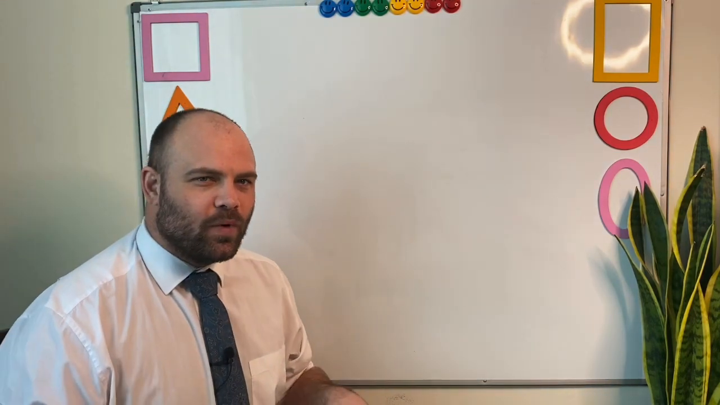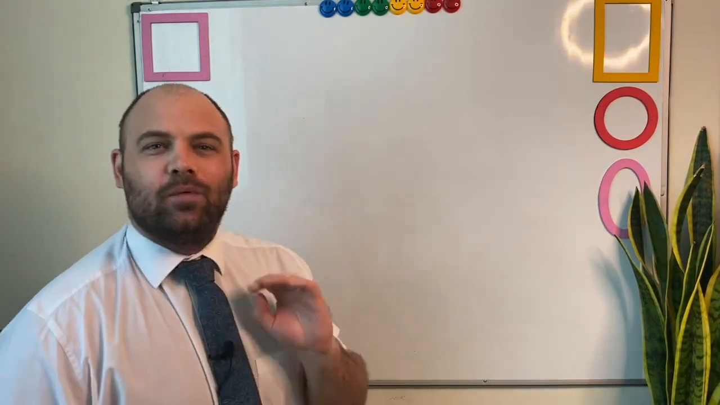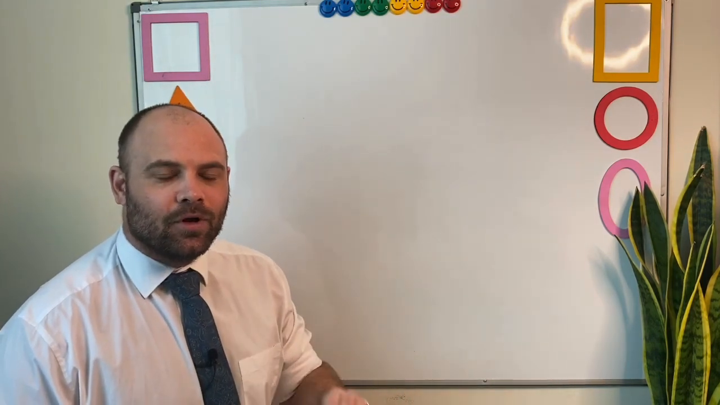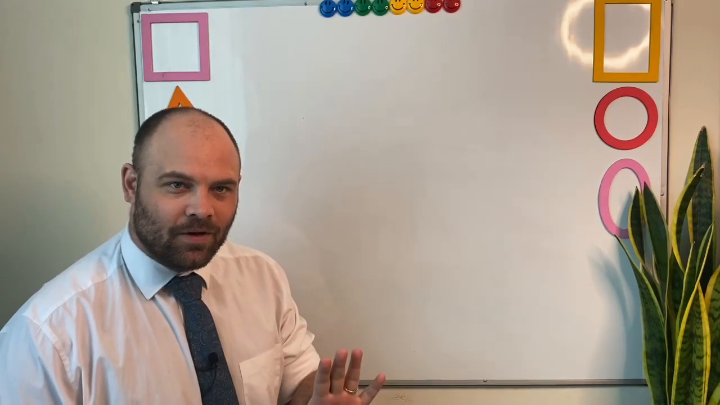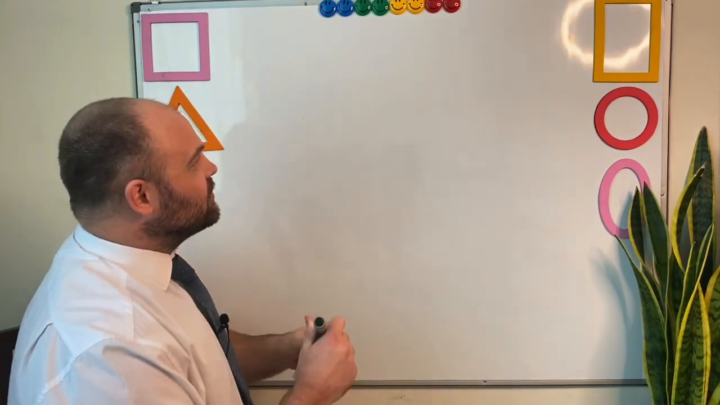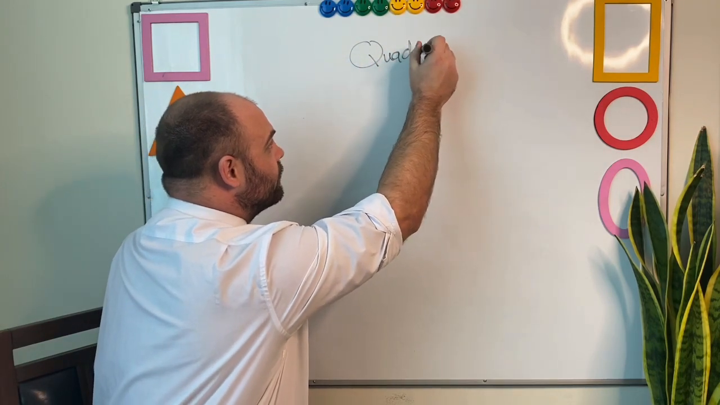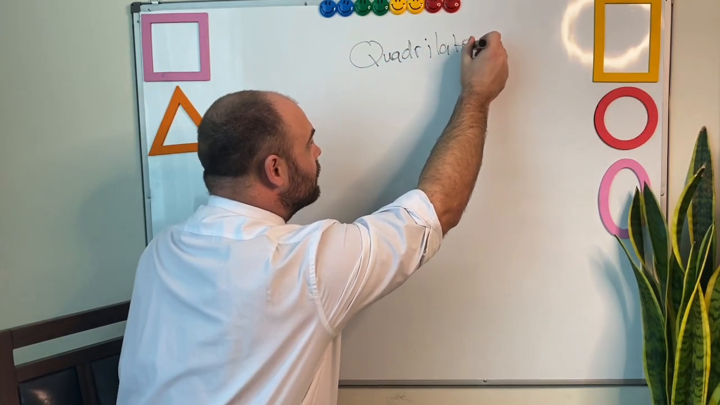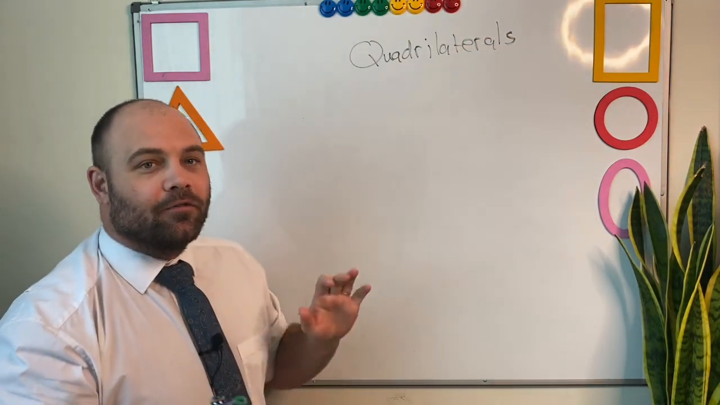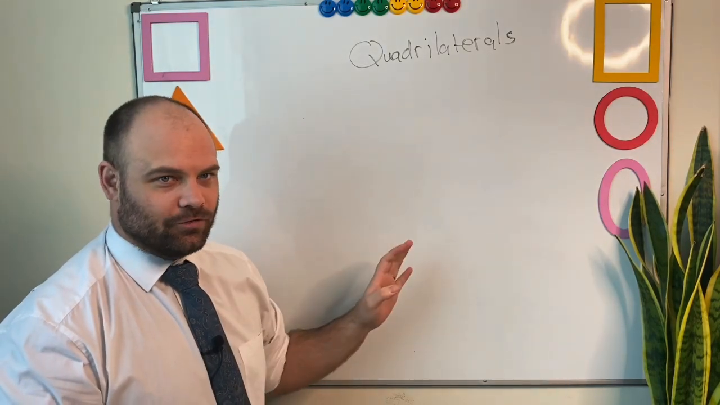So when we talk about quadrilaterals, we know that that is any shape with four sides. Okay, so if we start off with just our main heading, and this will be quadrilaterals, and there are a few different ways that we can classify different quadrilaterals.